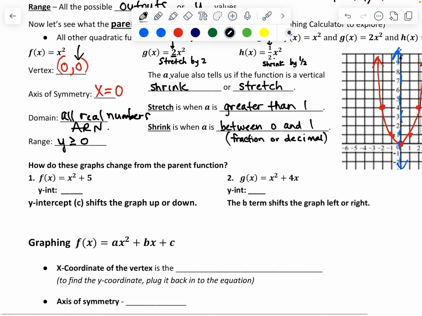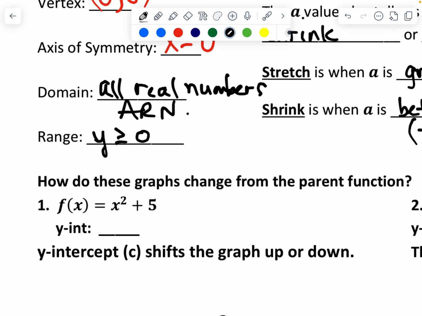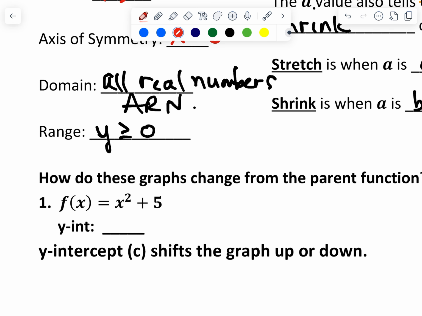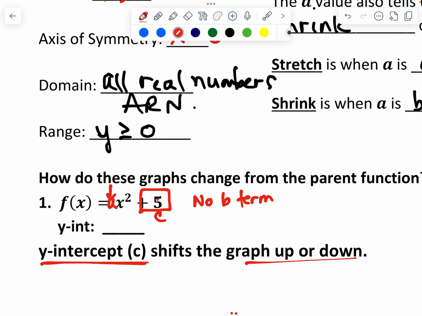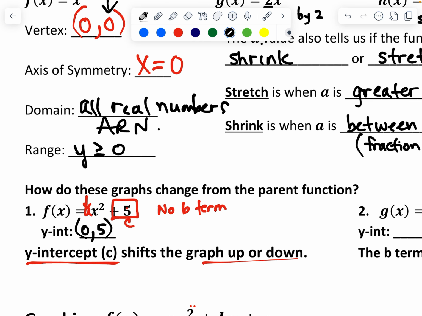All right, how do these graphs change from the parent function? So if we look here, the y-intercept is always the c value. In this case, there's no b term. 5 is the c value, and this is the a value, ax squared, which is just 1. And so the y-intercept is always the c, and that shifts the graph up or down. So the y-intercept in this case is 0, 5. It's always the c value. The y-intercept is always the c value.